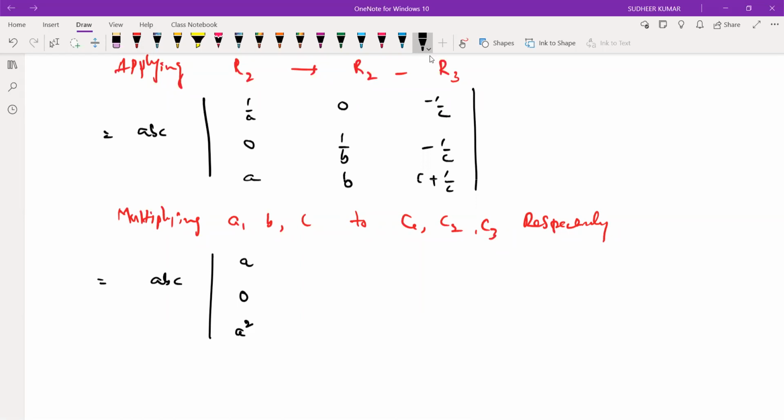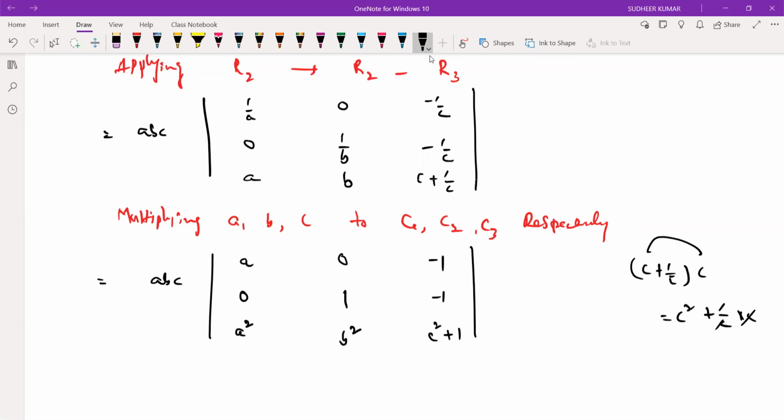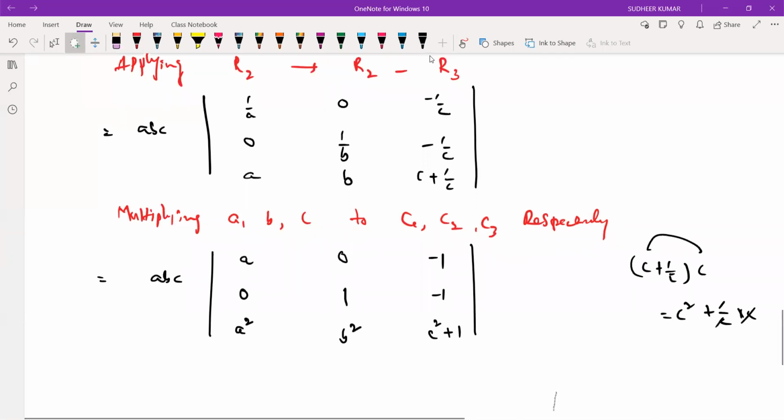Next, what's the next one now? 0, we are multiplying by B. So this is 1, this is B square. This is minus 1, multiplying by C. So C square plus 1, if you multiply it, C plus 1 by C into C, this is C square plus 1 by C into C. C gets cancelled. Like that we got these results.